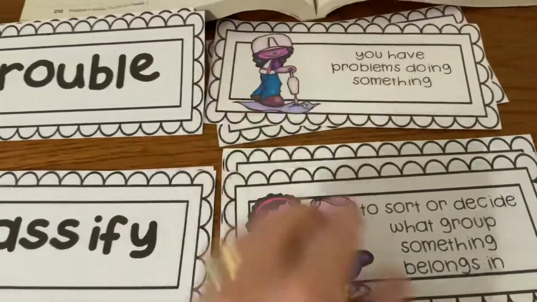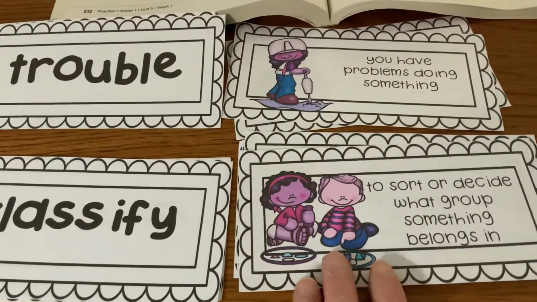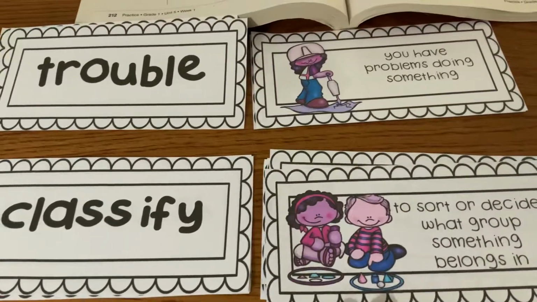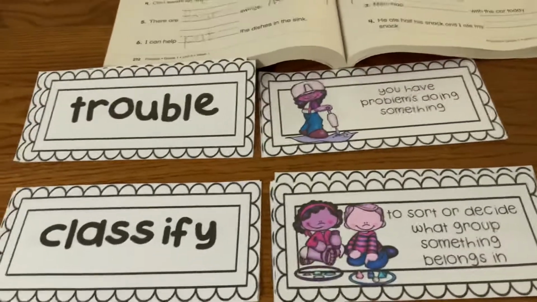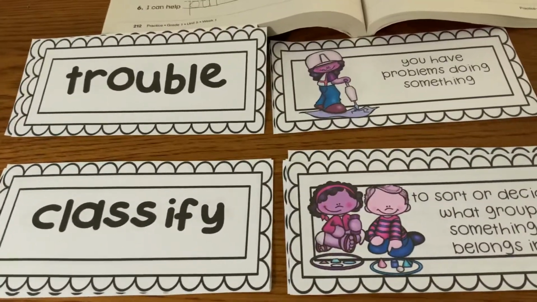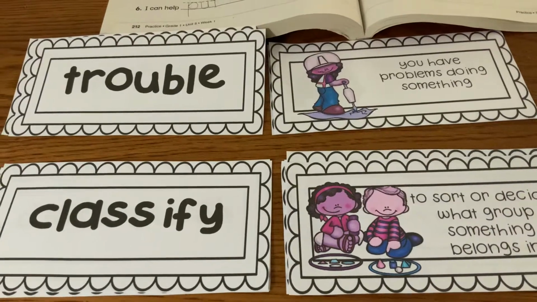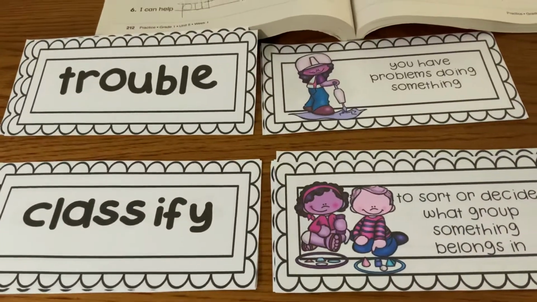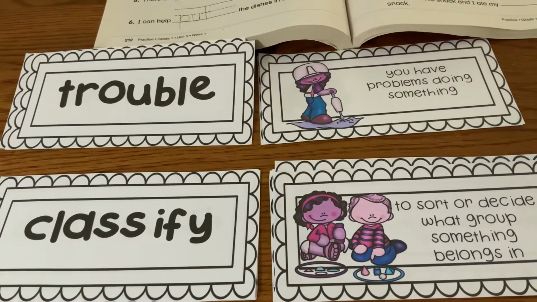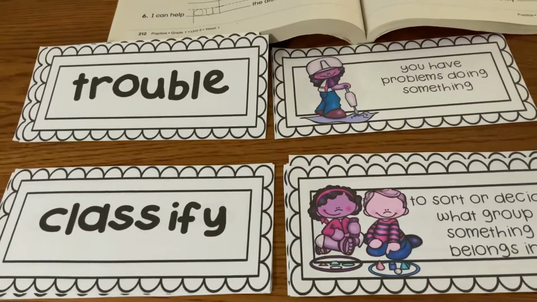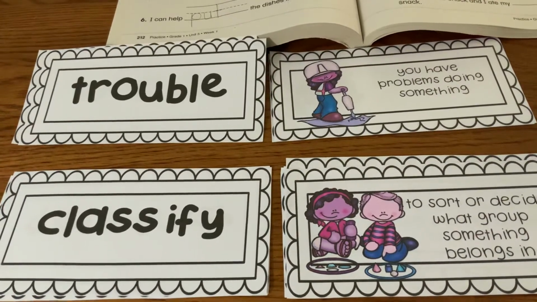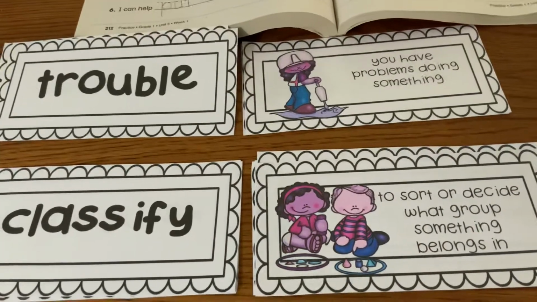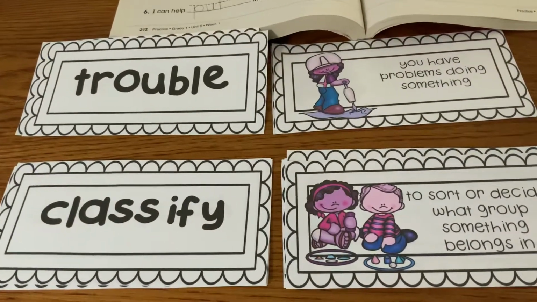It means to sort or decide what group something belongs in, and that's what we've been doing in our math, deciding what group it belongs into. If you've done the lessons in Unit 7, we sorted the cards, the index cards, according to color. We sorted them according to what they had on them. In our book, we sorted things according to size, color, shape. Okay, we can sort things or classify them.